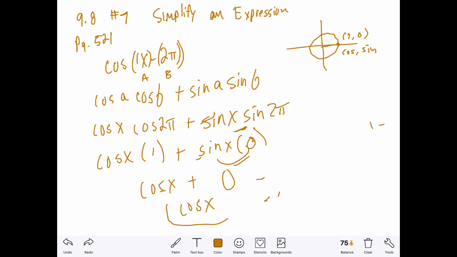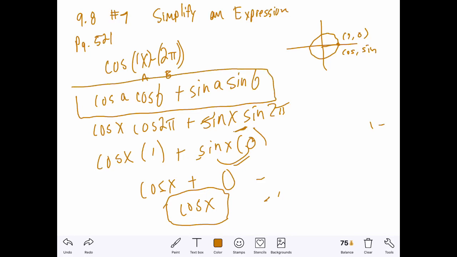Okay. So again, we're going to write our sum or difference formula, identify our A and our B, and then evaluate. And then they may be quadrantal angles like this, or they may be regular angles, in which case we evaluate them all the same, and then hopefully we can simplify at that point.